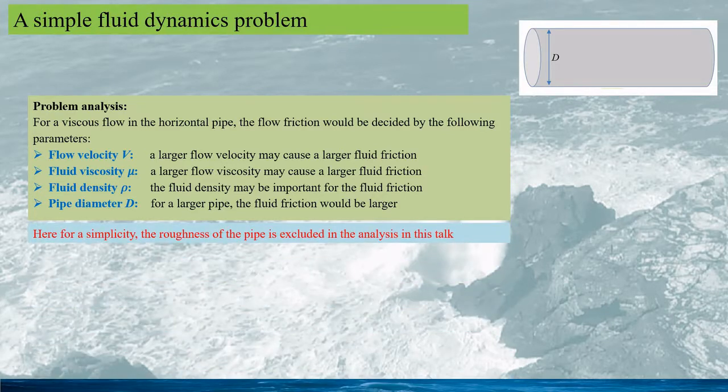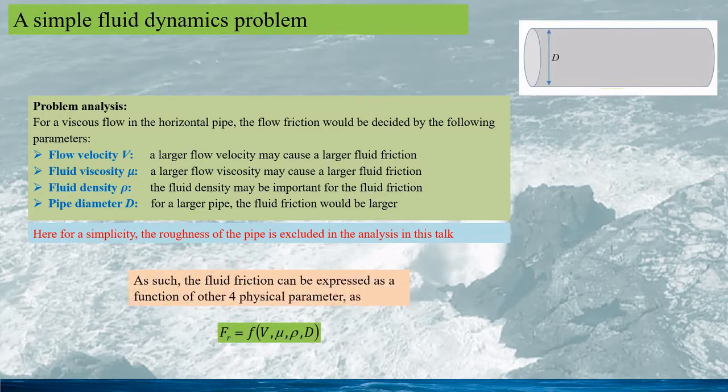In fact, there is an important factor called the roughness of the pipe. It's very relevant to the fluid friction, especially in the turbulent flow. However, for simplicity of the analysis, the pipe roughness is excluded in the analysis in this talk. As such, the fluid friction can be expressed as a function of 4 physical parameters given by this.